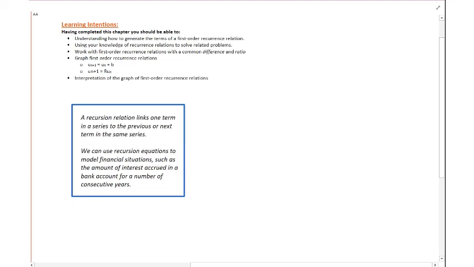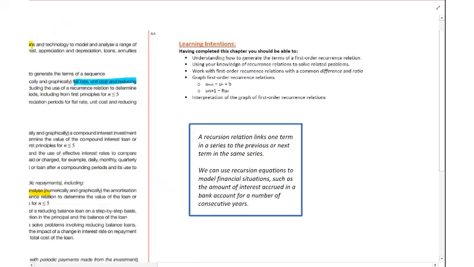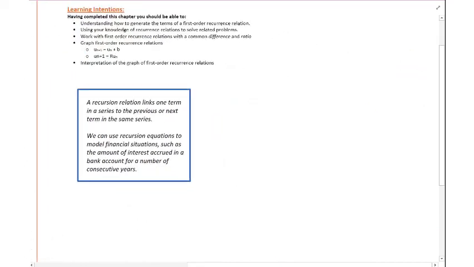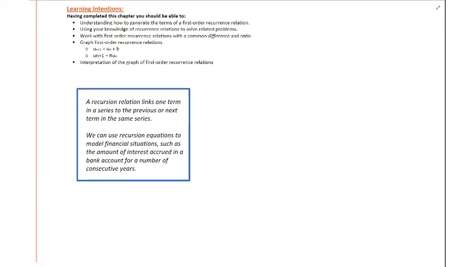So our first one, we're going to look at generating the terms of a first order recurrence relation. As I pointed out in the study design, but just to re-emphasize here, we're doing that to model financial situations, such as the amount of interest accrued in a bank account over a number of consecutive years. The key point here: consecutive years.